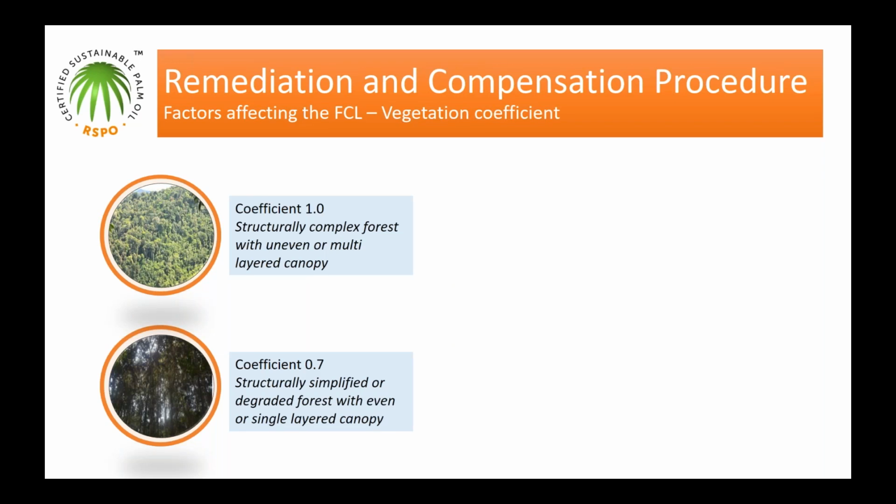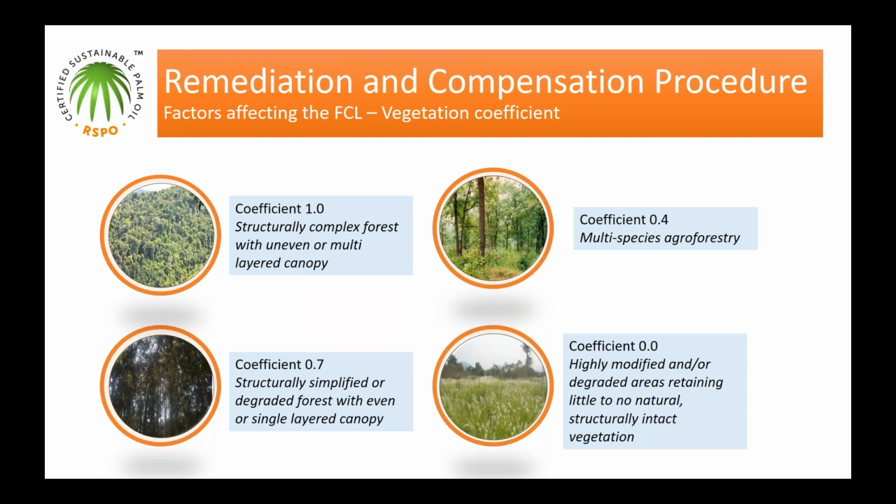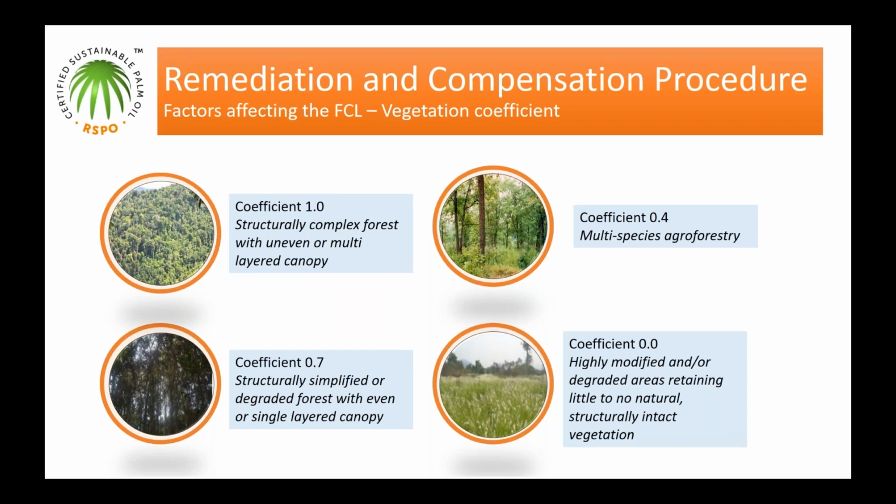On the vegetation coefficient, coefficient 1 is your structurally complex forest with uneven or multi-layered canopy. In layman's terms, this is referred to as primary forest. Coefficient 0.7 is your structurally simplified or degraded forest with even or single-layered canopy, or we can refer to them as secondary forest. Coefficient 0.4 is your multi-species agroforestry. And finally, coefficient 0, which is, for example, your shrubland or your bare land.